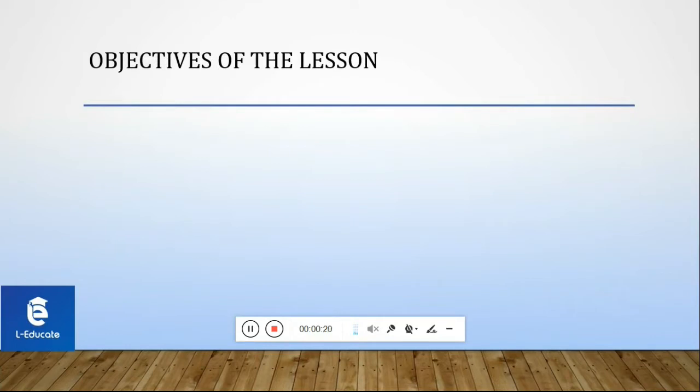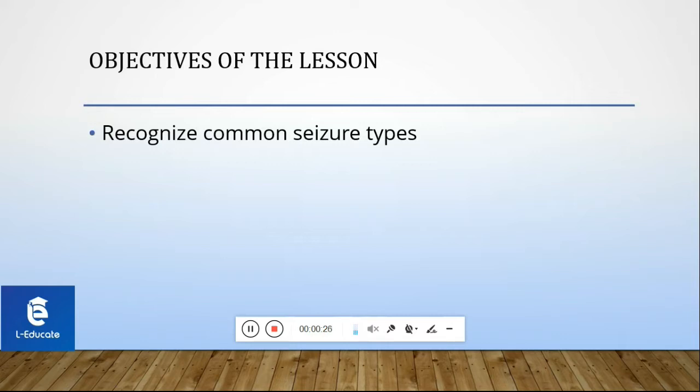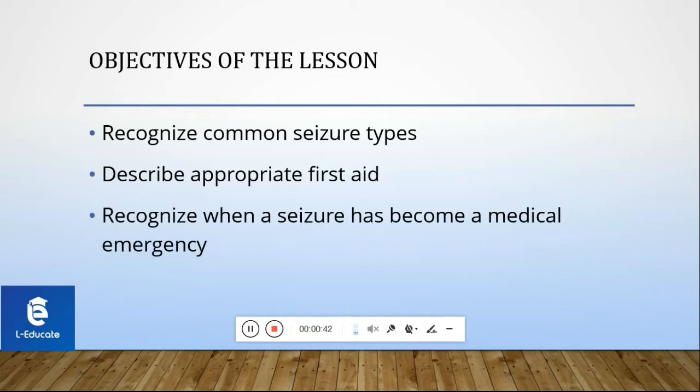What are the objectives of this lesson? At the end of this lesson, you will be able to recognize the types of seizure. You will also be able to describe the appropriate first aid measures to take in order to help someone who is having seizure or convulsion. You should also be able to recognize when a seizure becomes a medical emergency. And in the end, you'll be able to provide support for victims of convulsion and also to describe the do's and don'ts of convulsion.